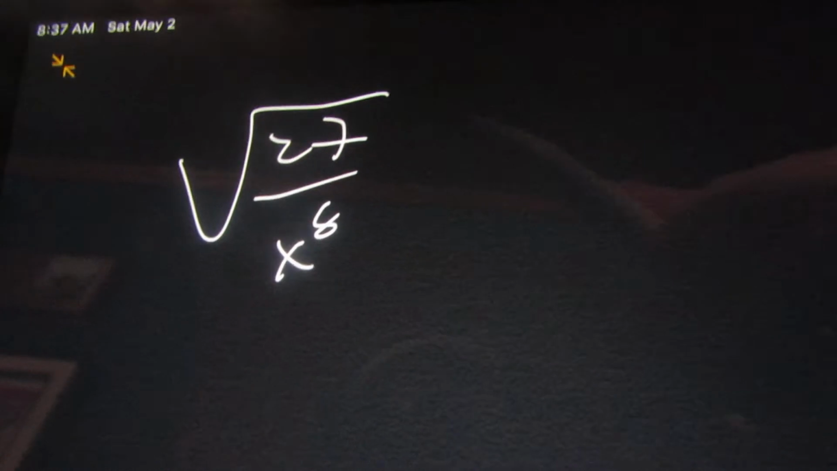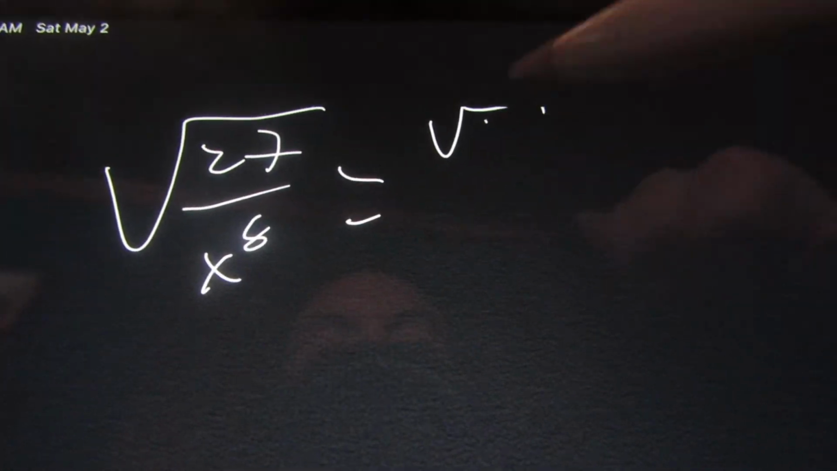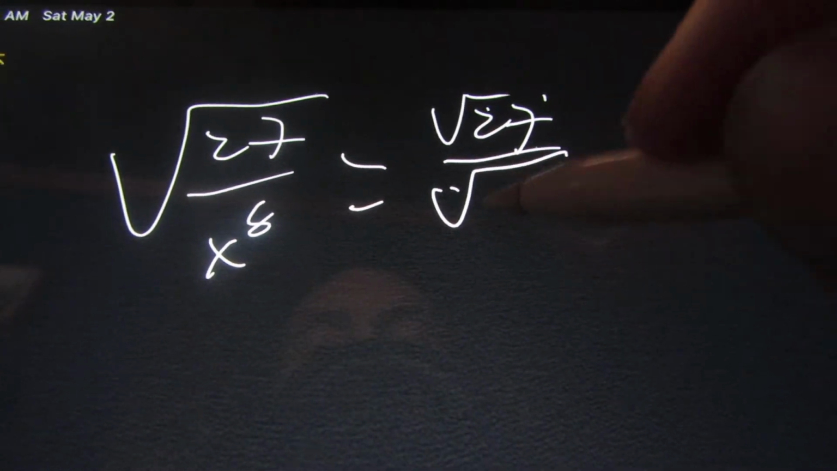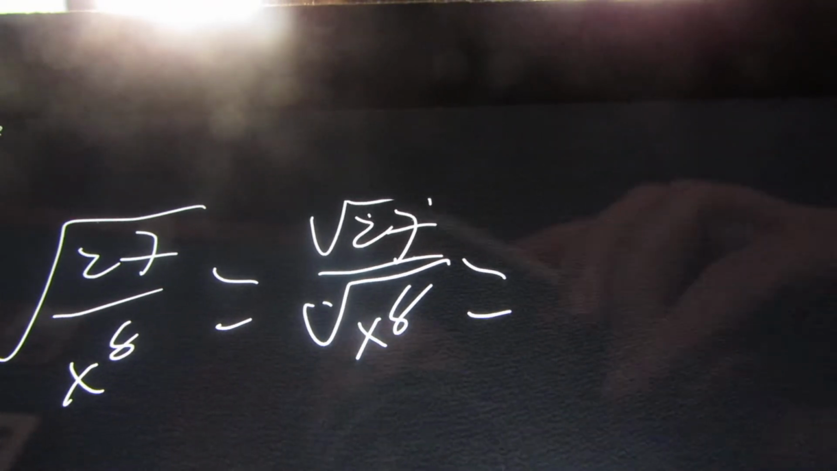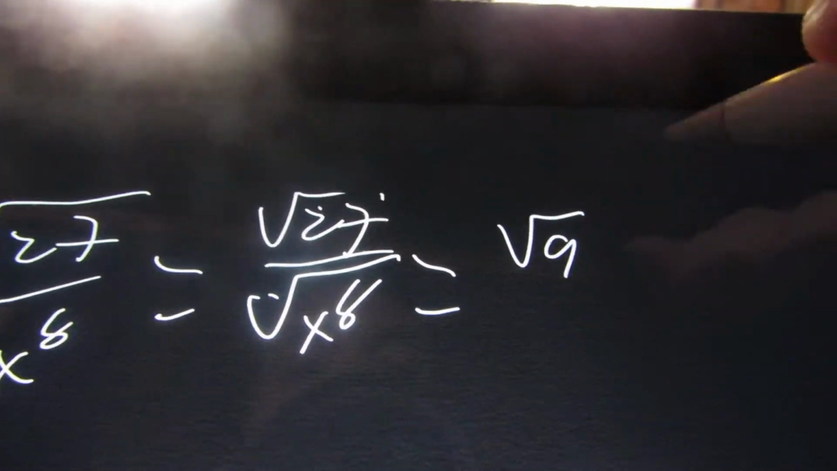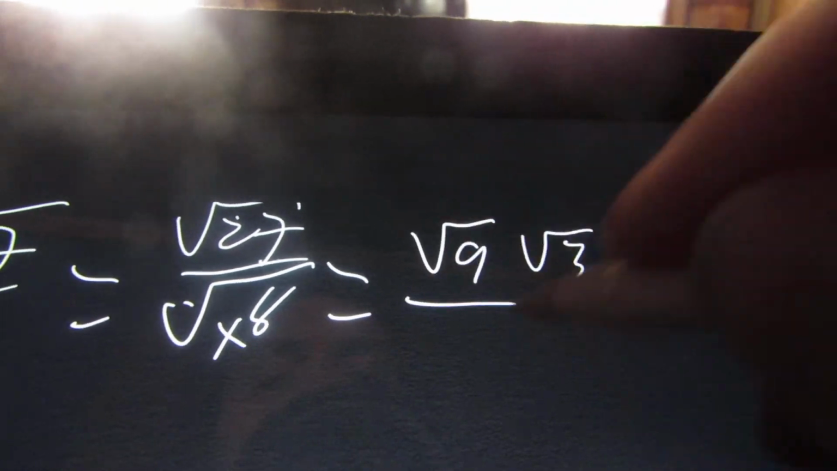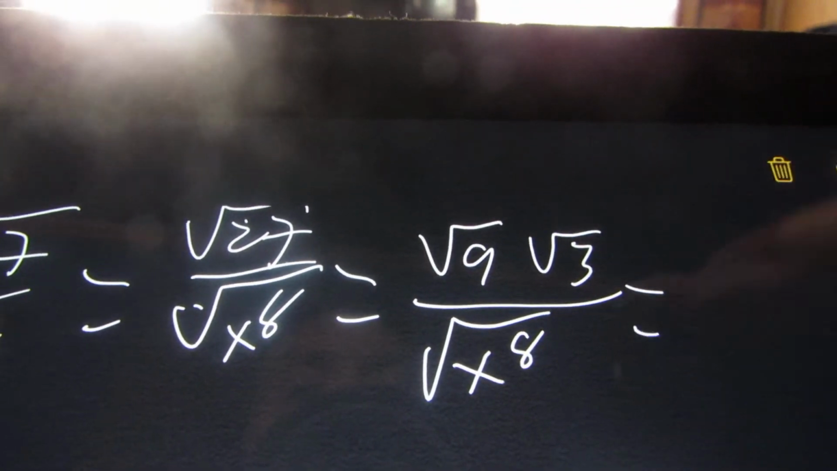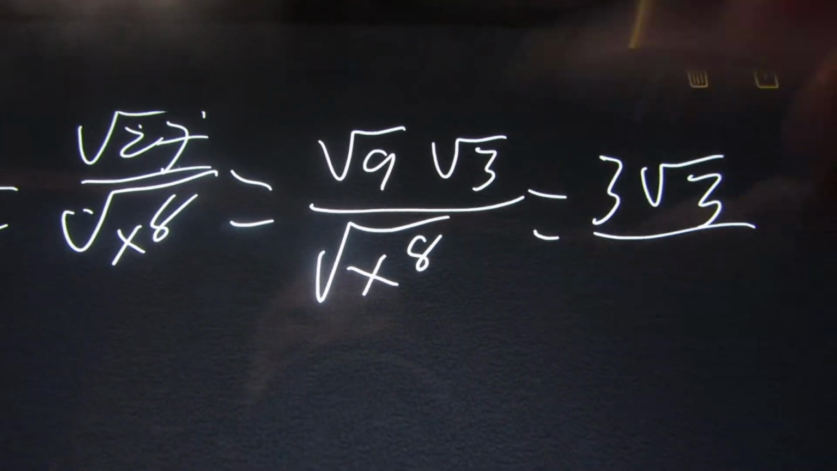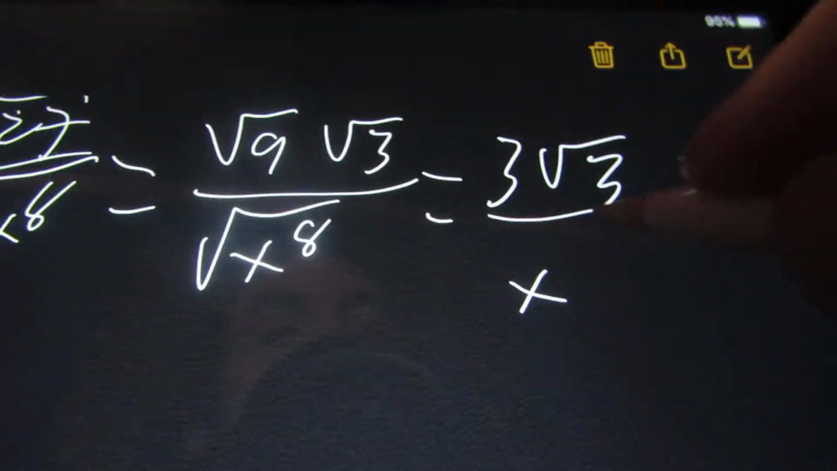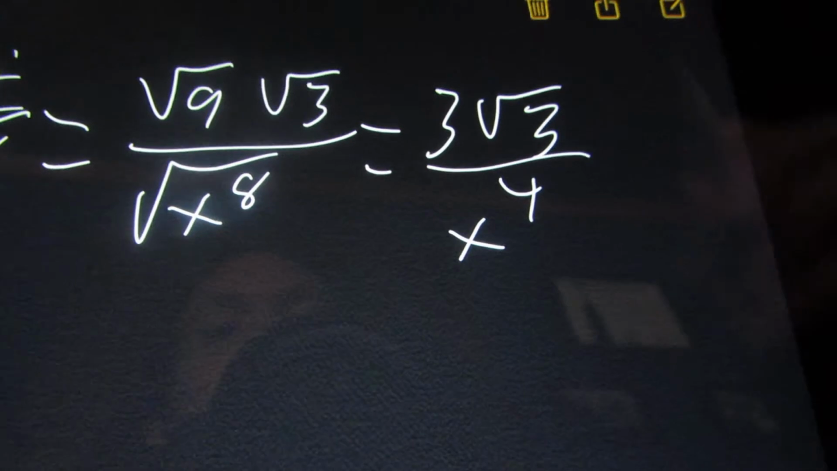Now let's say that we have some that are fractions. Let's say we have the square root of 27 over x to the 8. This one I am going to break up into the square root of 27 over the square root of x to the 8. Square root of 27, that's not a perfect square, but a 9 will go into 27 3 times. So I'm going to rewrite this as the square root of 9 times the square root of 3 over the square root of x to the 8. I can take the square root of 9, which is 3. I keep the square root of 3, and for the square root of x to the 8, divide the 8 by 2, and we get x to the 4 in the bottom.